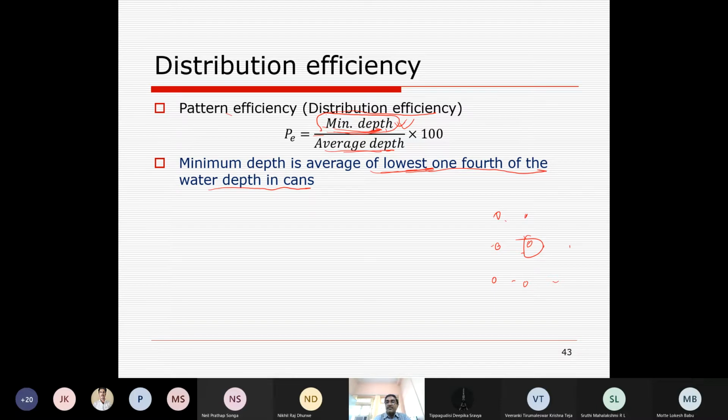So suppose we have 50 cans in observation, 1/4 means 12.5. So simply the average of the 13 lowest observations is taken as the minimum depth of application, divided by the average depth of application, the average of all 50, into 100, that gives us the distribution efficiency of the system.